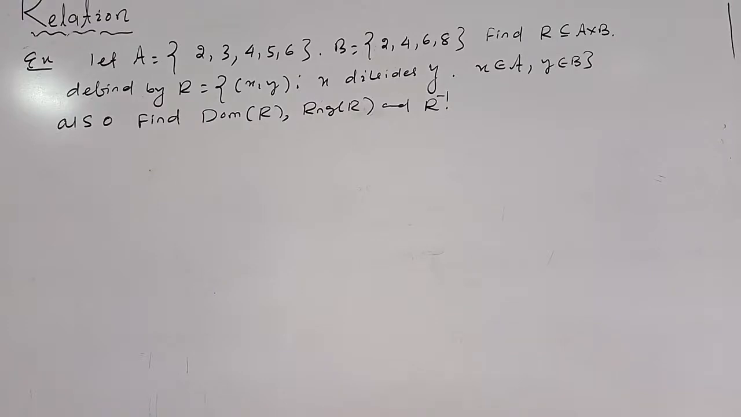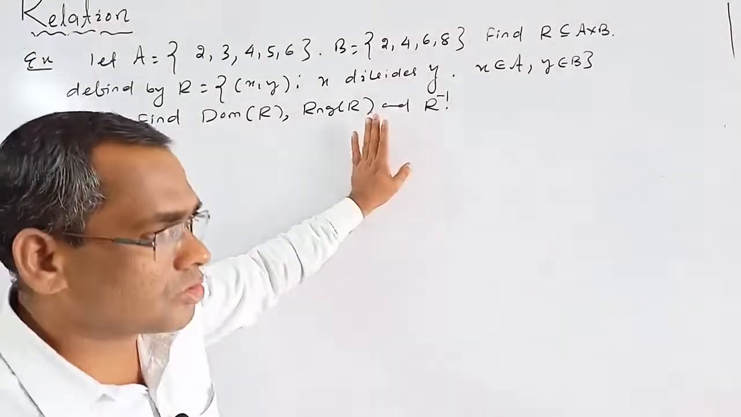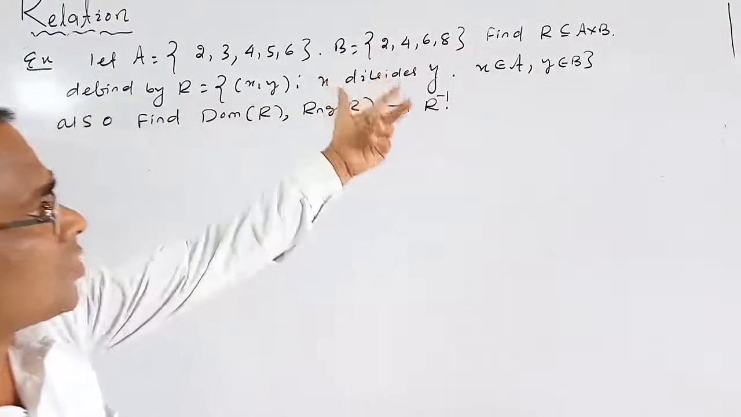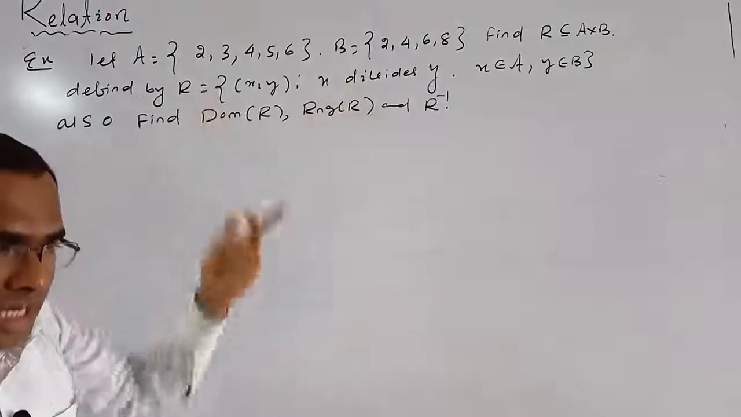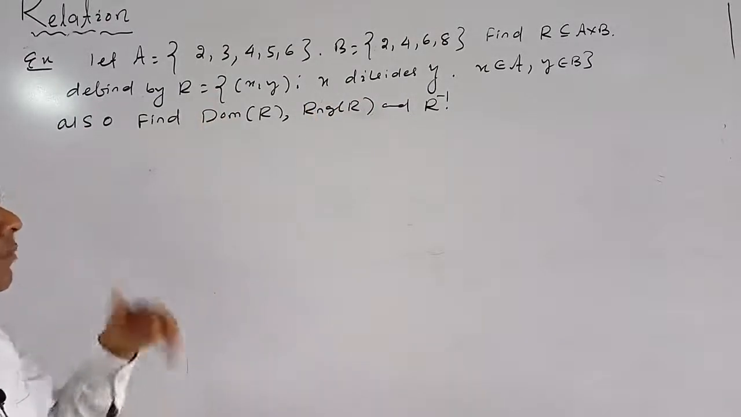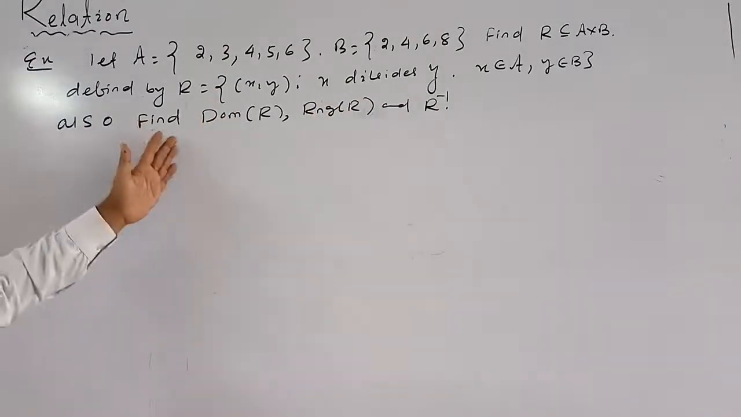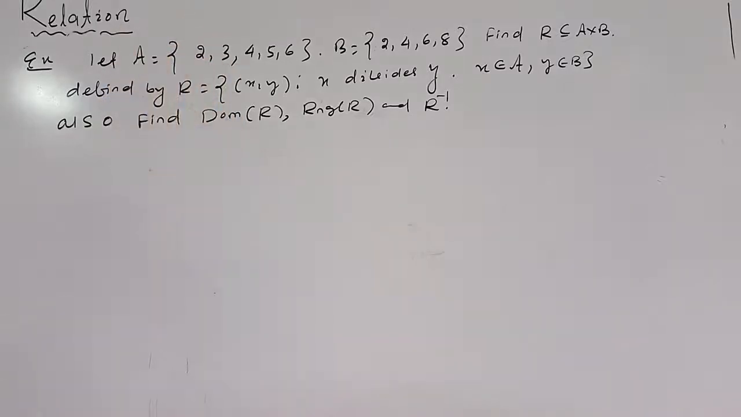Find R, a subset of A cross B, defined by R equals the set of ordered pairs (x, y) such that x divides y, where x belongs to A and y belongs to B. Clearly R is a subset of A cross B, meaning R must be a relation from A to B. After finding the relation, what will be the domain, the range, and R inverse?